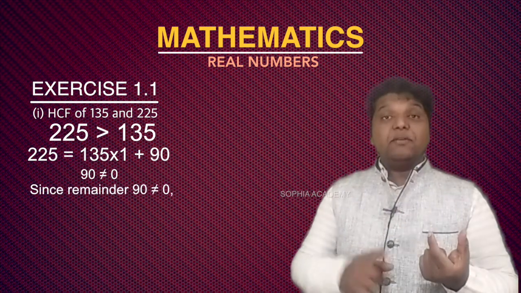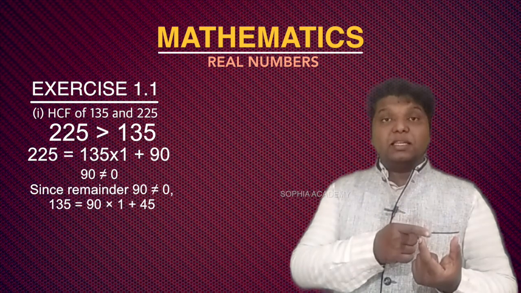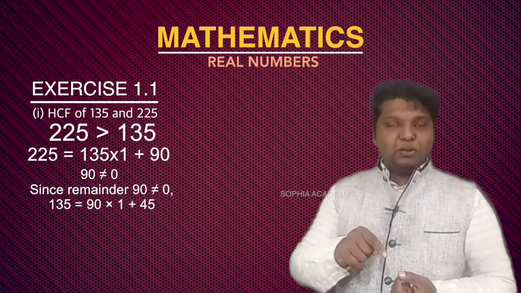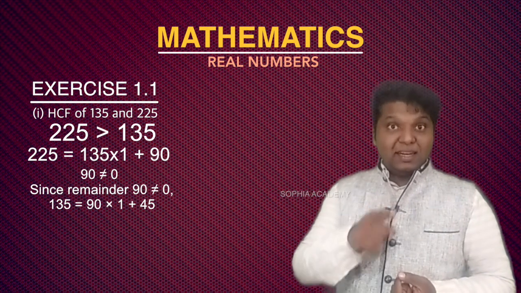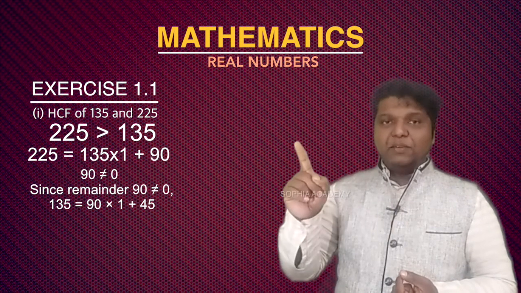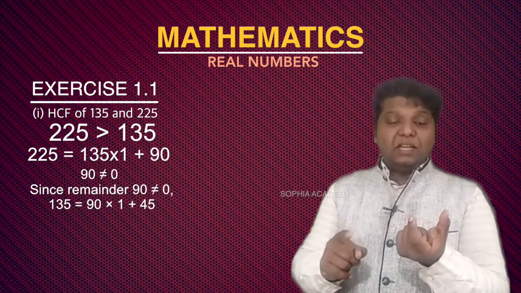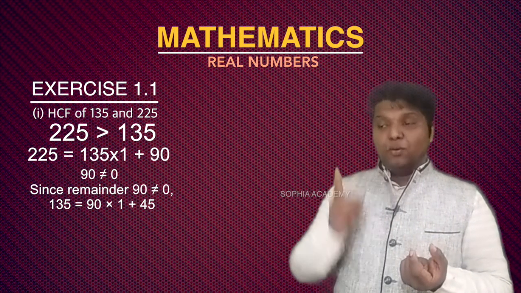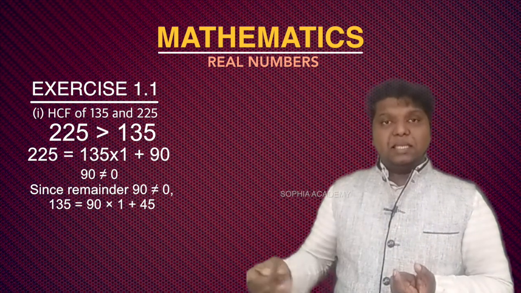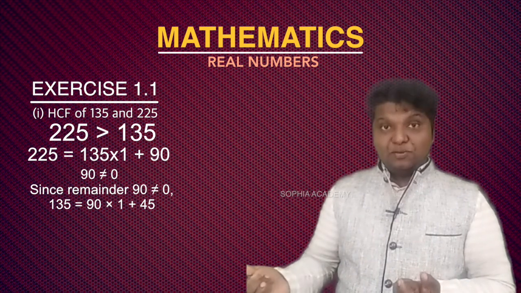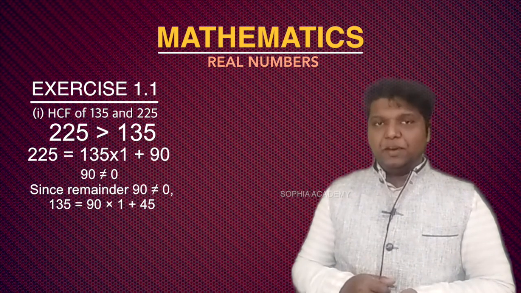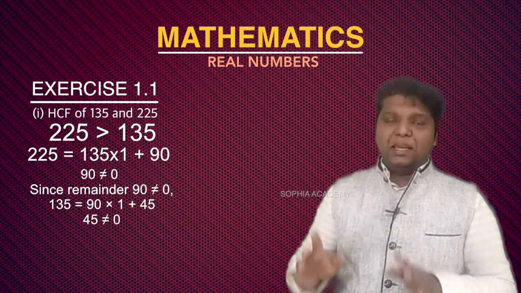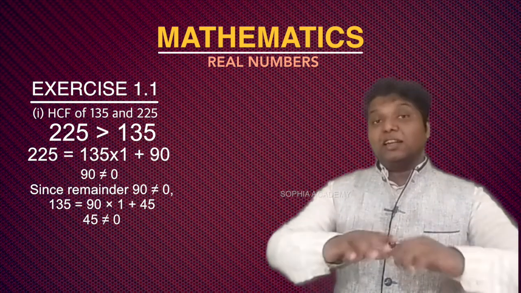Now bringing down this 135 we will write 135 is equal to, come on, by 90 you have to divide, right? That's what I told you. So by 90, what will come? 135 is equal to 90 into how many times? 1. 90 into 1 plus what is the remainder? Now it is 45. Is it 0? No, it's still not 0. That means again you have to continue the process.